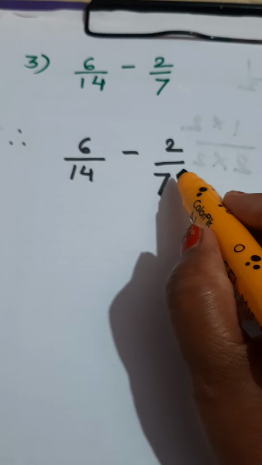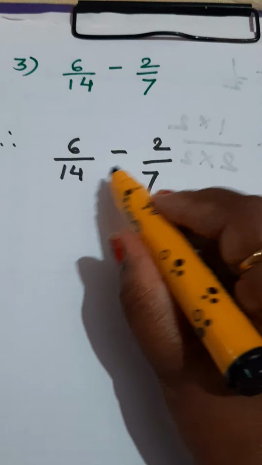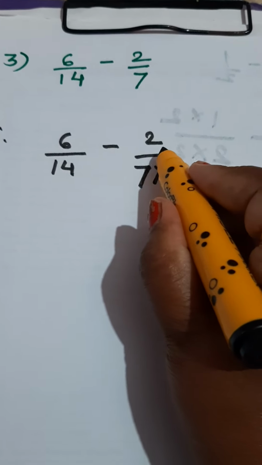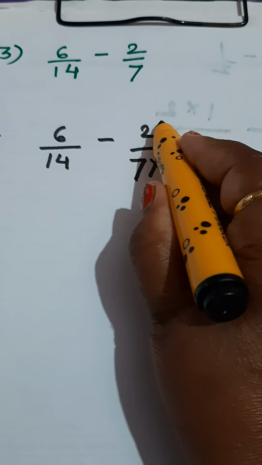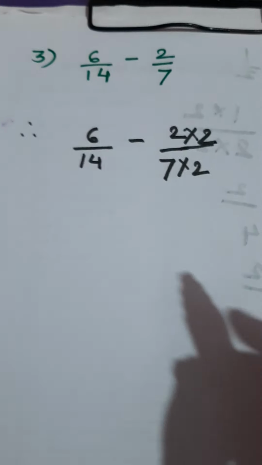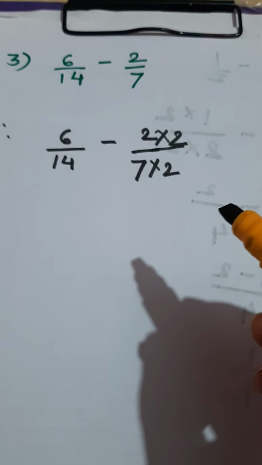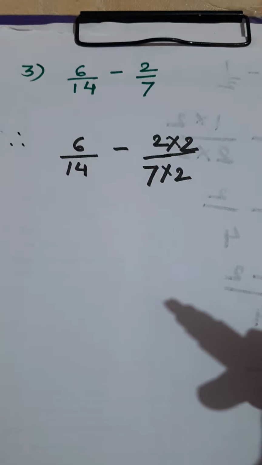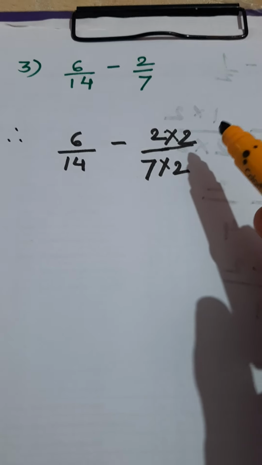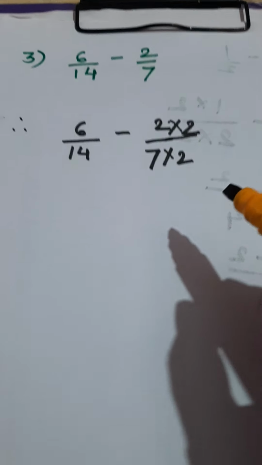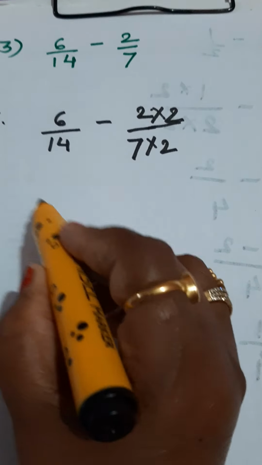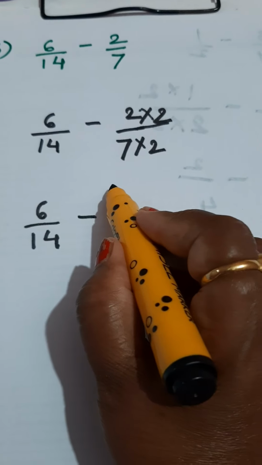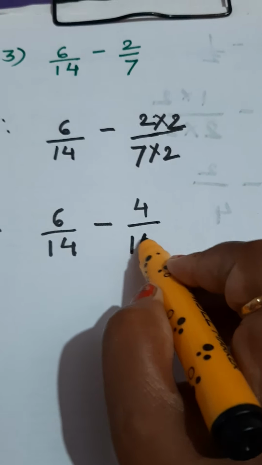Here we want to convert this 7 into 14. So multiply the fraction by 2 to get the denominator 14. You have seen that while converting into an equivalent fraction, whatever we are doing, multiply or divide, we do the operation to both numerator as well as denominator. Therefore, 6 upon 14 minus 2 twos are 4 and 7 twos are 14.